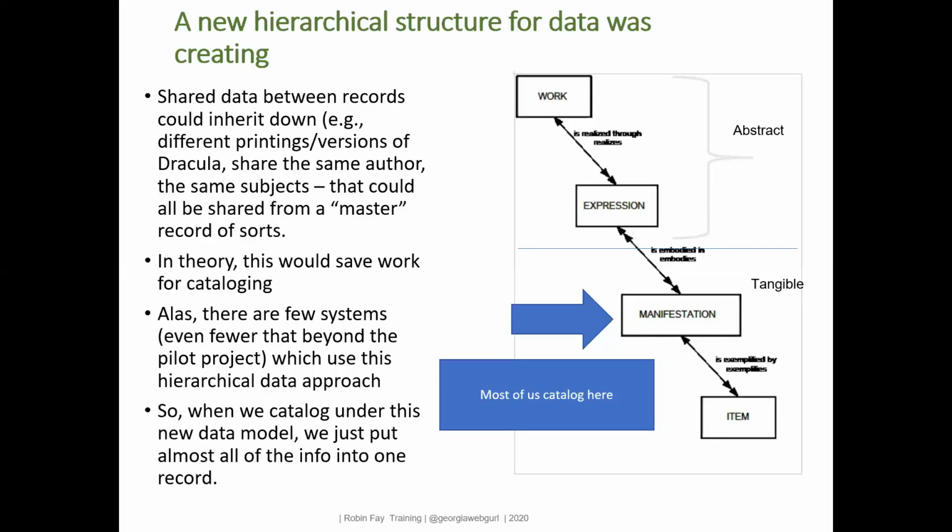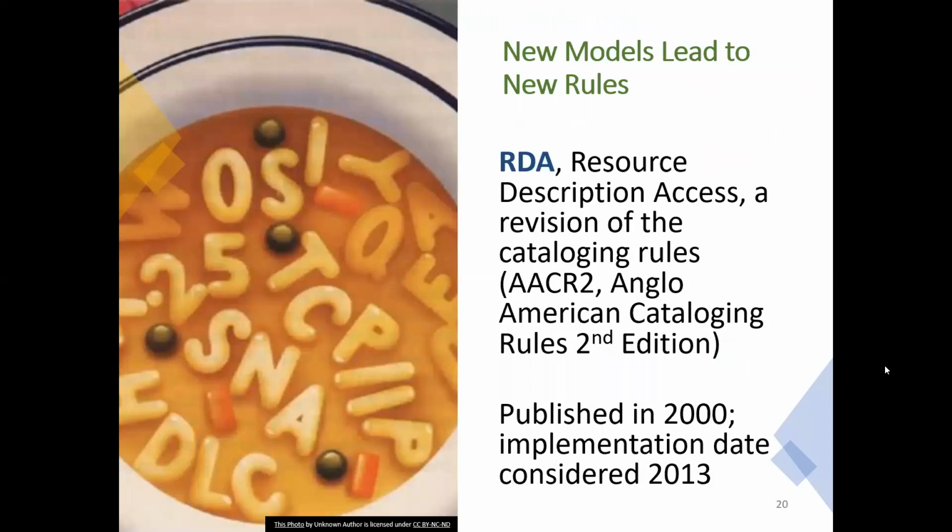So this is a good idea should we ever get to this, and in my opinion you don't really need to worry about this, but you will see some of this terminology when you're out there looking at cataloging materials. So that's really all we're going to talk about in terms of that, because we're going to be all at the manifestation level. I've already been alphabet souping you a little bit, but new models lead to new rules.